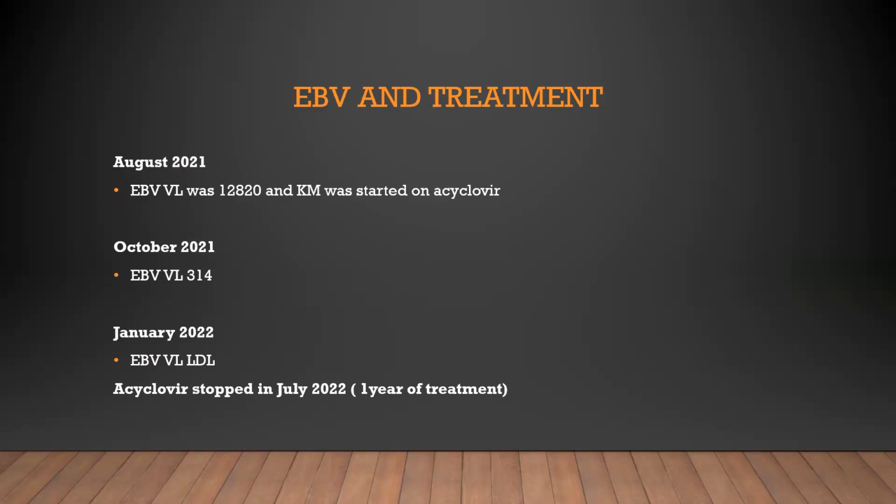12,820. And on consulting the literature, we decided to treat Miss KM with acyclovir for 1 year, as per other case reports which had been done worldwide. As you can see from the results, the viral load then dropped to lower than detectable limit and stayed at that level ever since. So acyclovir was stopped a year later. And at that point, we did have capacity to do transplant, but it hadn't been done in many, many years. And there was also no ATG which was available to us.